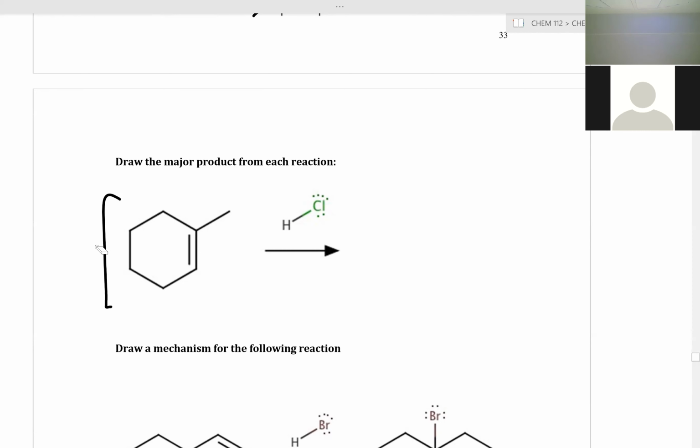Let's get a few responses either in the chat or using the annotate feature for the major product from this reaction. So this first reaction, this is a textbook hydrohalogenation.